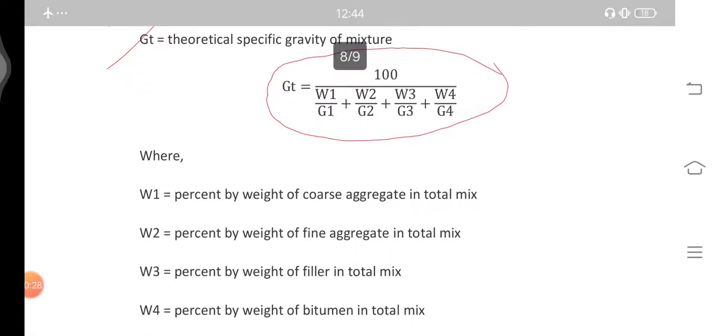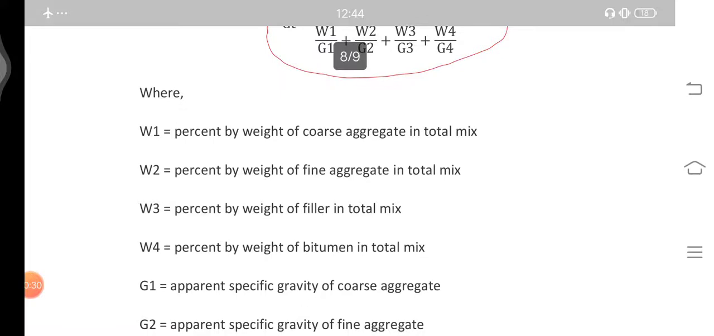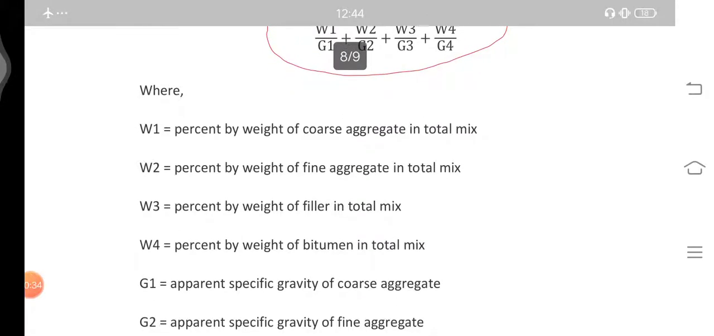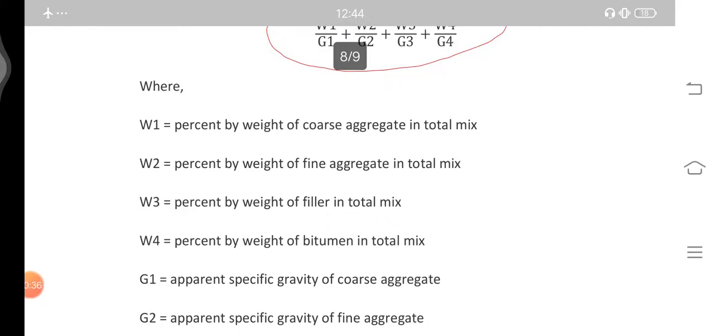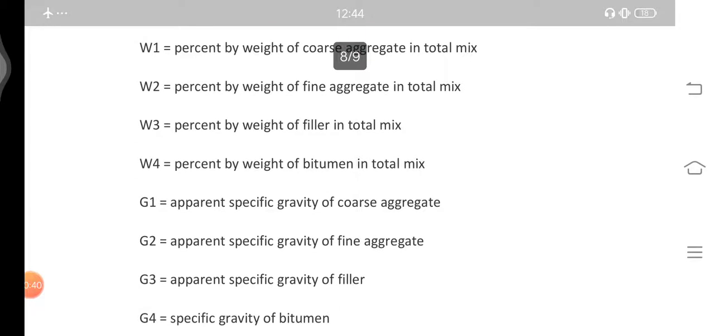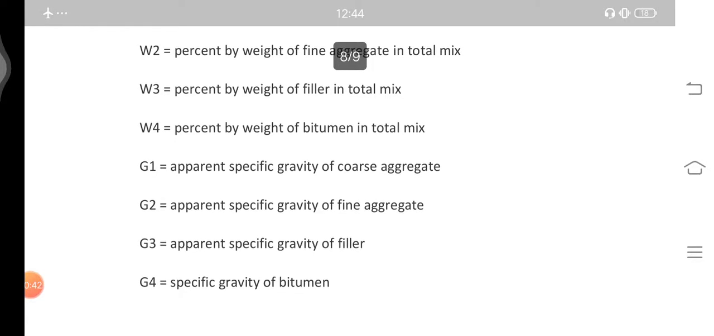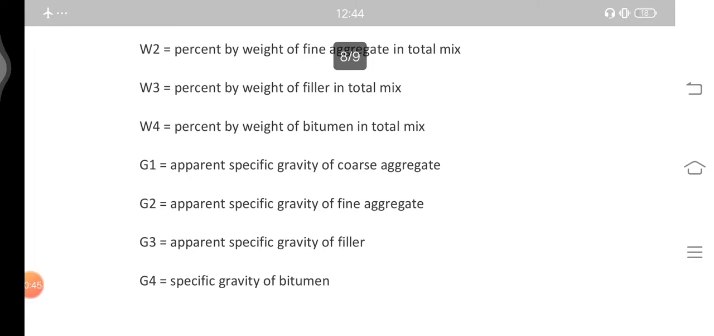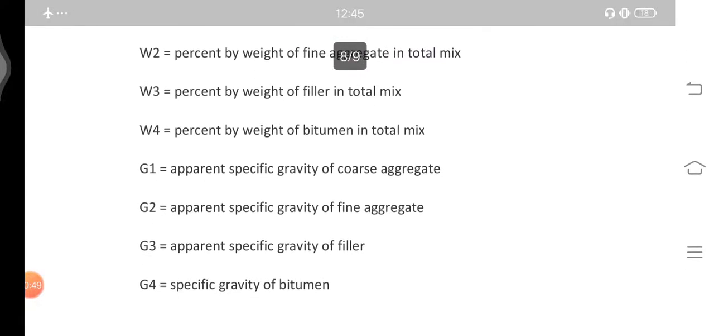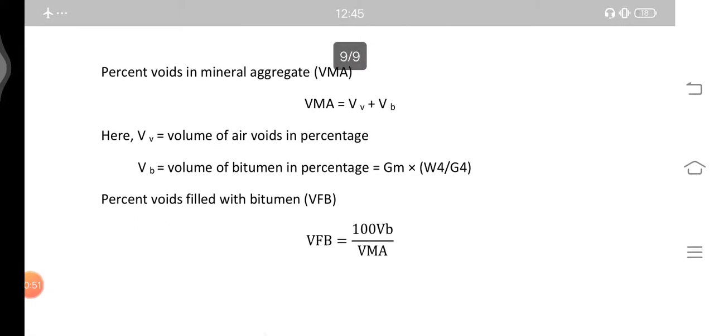So what are these W's and G's? W1 is the percent by weight of coarse aggregate in total mix. W2 is the percent by weight of fine aggregates in total mix. W3 is the percent by weight of filler in total mix. W4 is the percent by weight of bitumen in total mix. And G1, G2, G3 and G4 are their respective specific gravities.